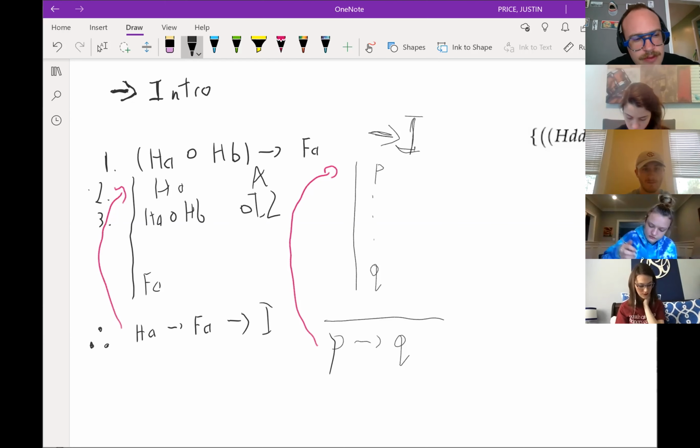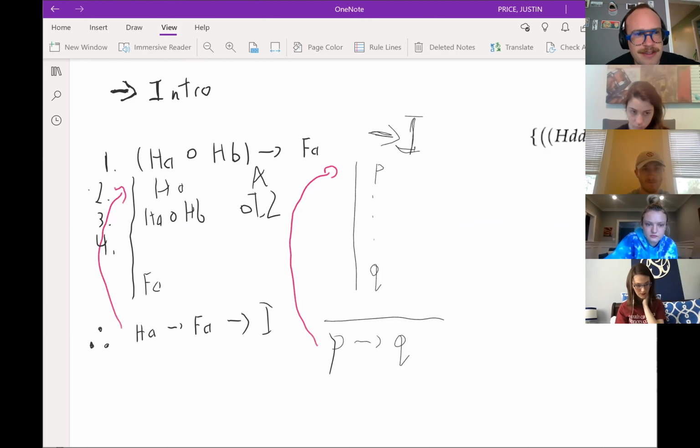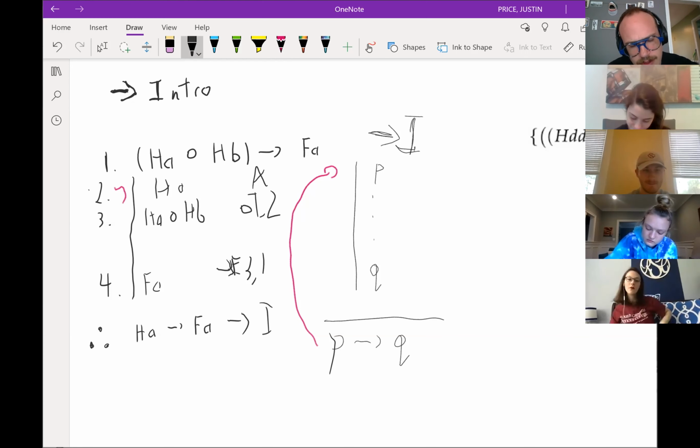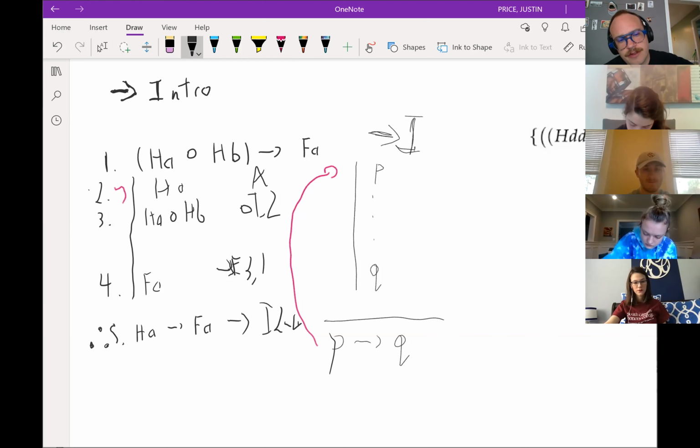Citing line 2. And then, nope, line 4 should not be there. Arrow elimination. My arrow is extremely terrible. And then 3 and 1. And then this is line 5. And we've finished our little subderivation, now the big derivation.